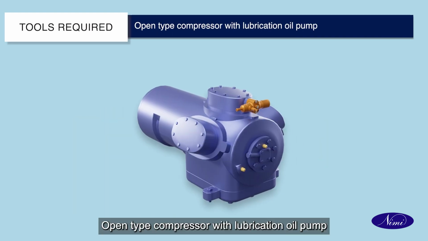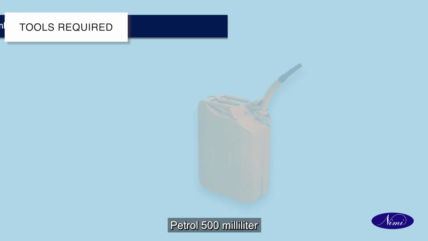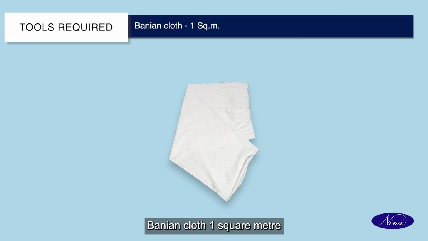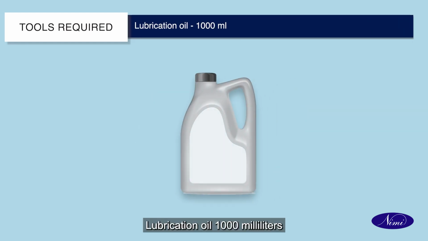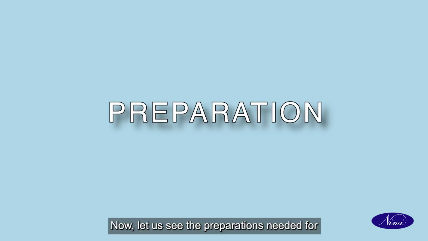Open type compressor with lubrication oil pump. Petrol 500 ml. Bunion cloth, 1 square meter. Lubrication oil 1000 ml. Oil can. Funnel. Goggles. Now let us see the preparations needed for checking and testing the lubrication system.